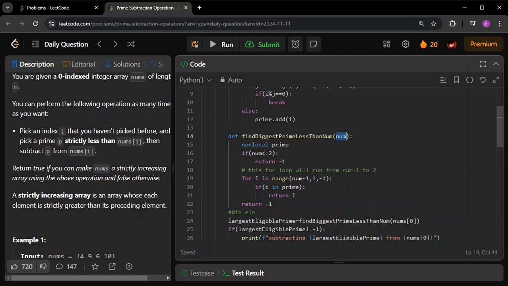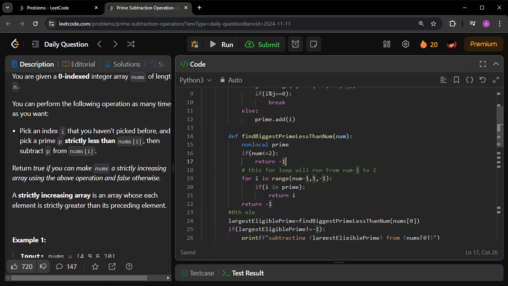First it will check whether num is less than or equal to 2 or not. Remember, 2 is the smallest prime number. If num itself is 2, I cannot provide a prime number which is less than 2, right? The biggest prime number less than 2 is not possible here because the smallest prime number itself is 2. So if the number is less than or equal to 2, I'm returning -1. As simple as that.